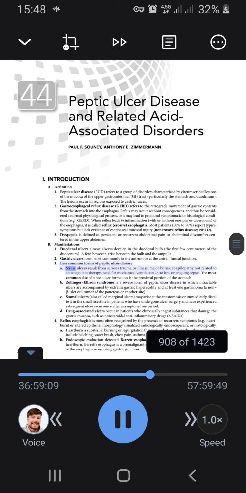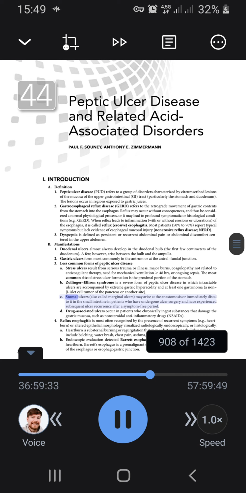A. Stress ulcers result from serious trauma or illness, major burns, coagulopathy not related to anticoagulant therapy, need for mechanical ventilation over 48 hours, or ongoing sepsis. The most common site of stress ulcer formation is the proximal portion of the stomach. B. Zollinger-Ellison syndrome is a severe form of peptic ulcer disease in which intractable ulcers are accompanied by extreme gastric hyperacidity and at least one gastrinoma, a non-islet cell tumor of the pancreas or another site.